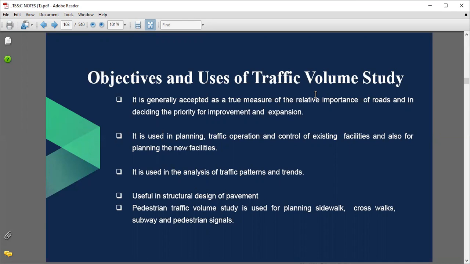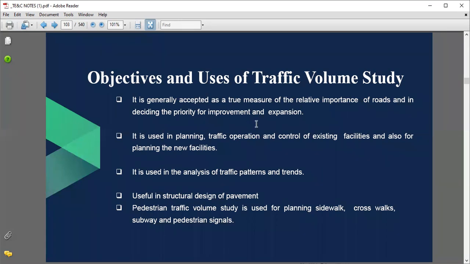And if the volume of traffic is more, automatically we have to go for improvement and expansion of that road. Okay, so for regular maintenance, for all these purposes we have to go for this traffic volume study. It is a very important part of road expansion and road improvement, and for that purpose we have to know the traffic going on that road. The number of vehicles passing on that road, that count we should know.